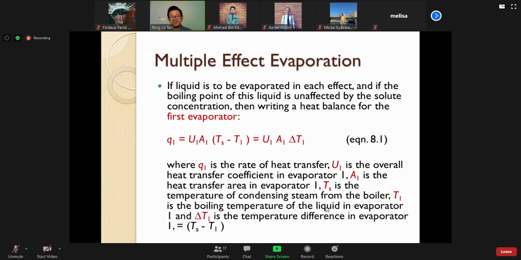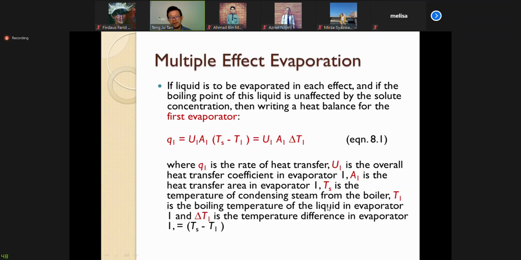This is the product, the food product. Okay. So as you know, small q is the rate of heat transfer, or heat transfer rate. U1 is the overall heat transfer coefficient in evaporator 1. A1 is the heat transfer area in evaporator 1. Delta T1 is the temperature difference in evaporator 1, which is Ts minus T1.